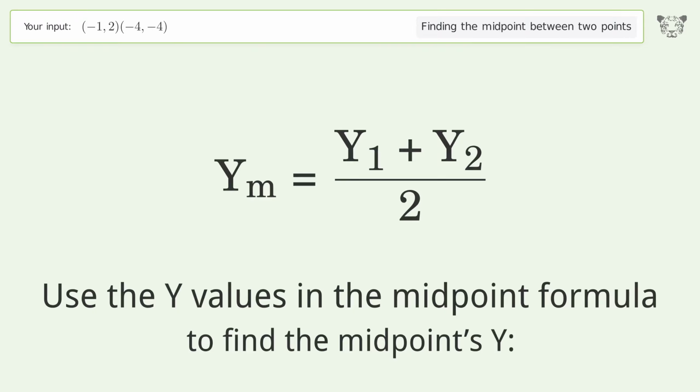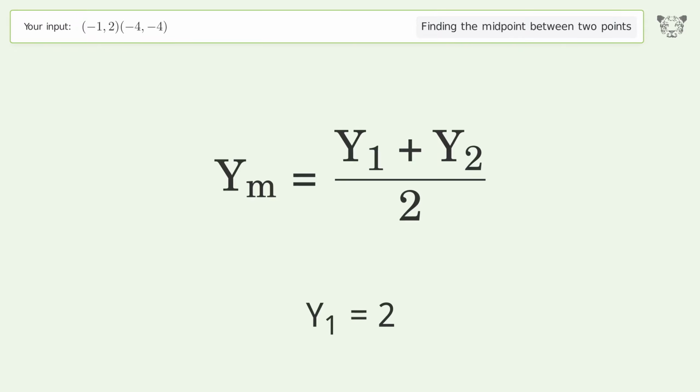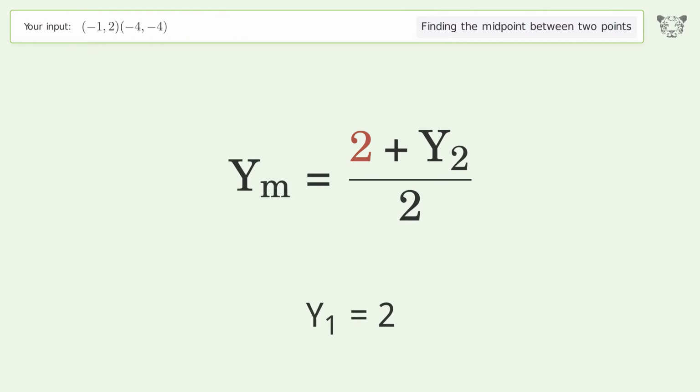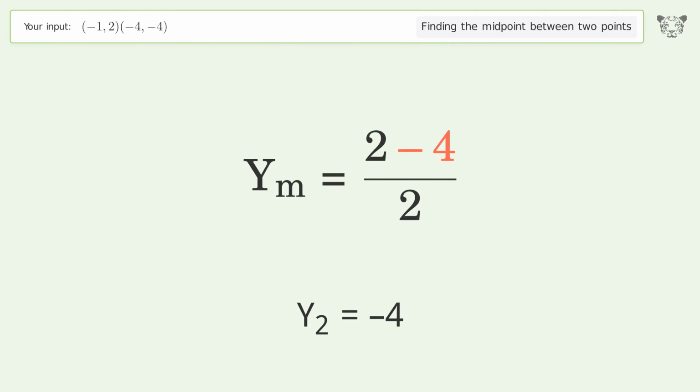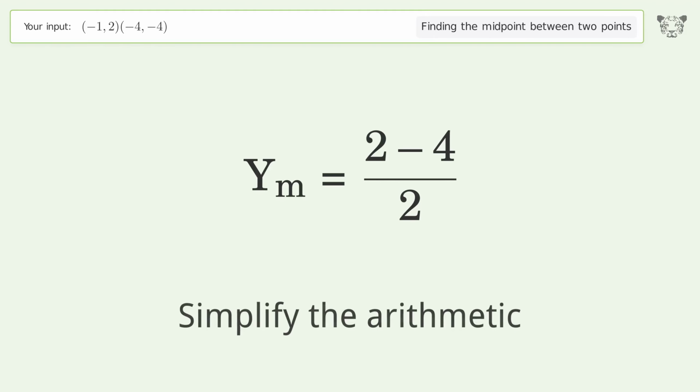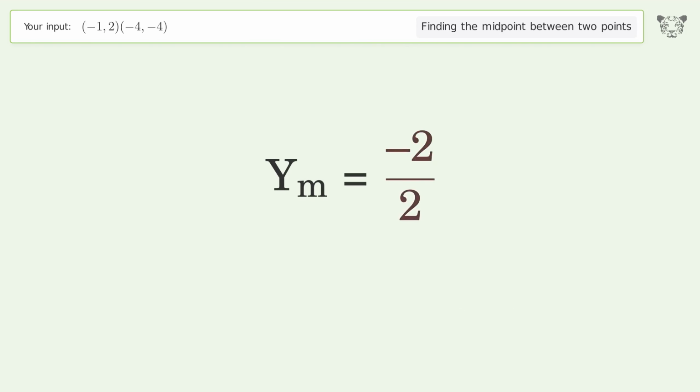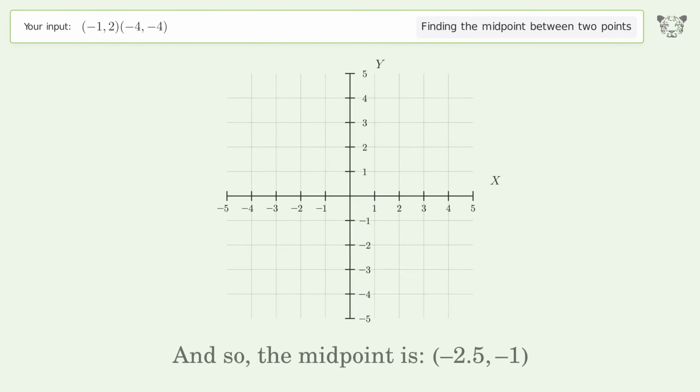Use the y values in the midpoint formula to find the midpoint's y. y1 equals 2. y2 equals -4. Simplify the arithmetic. And so, the midpoint is -2.5, -1.